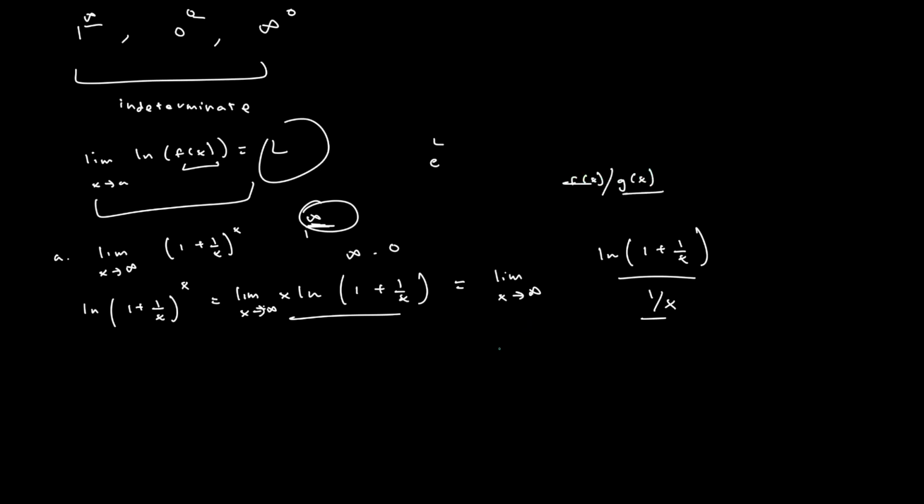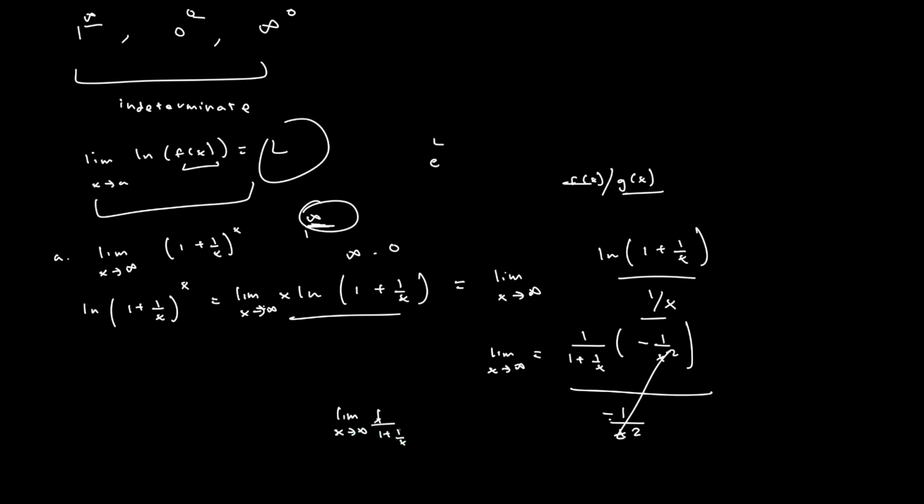So finding the derivative of the numerator and the denominator, the numerator's derivative is 1 over (1 plus 1 over x), and then using the chain rule, I multiply by negative 1 over x squared, and my denominator's derivative is simply negative 1 over x squared, so all of that cancels out. And so this is the same thing as the limit as x tends to infinity of 1 over (1 plus 1 over x), and that's the same as 1.